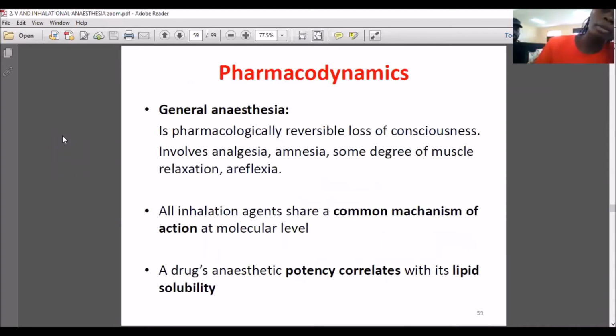So we're going to talk about the pharmacodynamics. General anesthesia is pharmacologically reversible loss of consciousness. So it involves analgesia, amnesia, some degree of muscle relaxation, and areflexia. All inhalation agents share a common mechanism of action at the molecular level. A drug's anesthetic potency correlates with its lipid solubility.